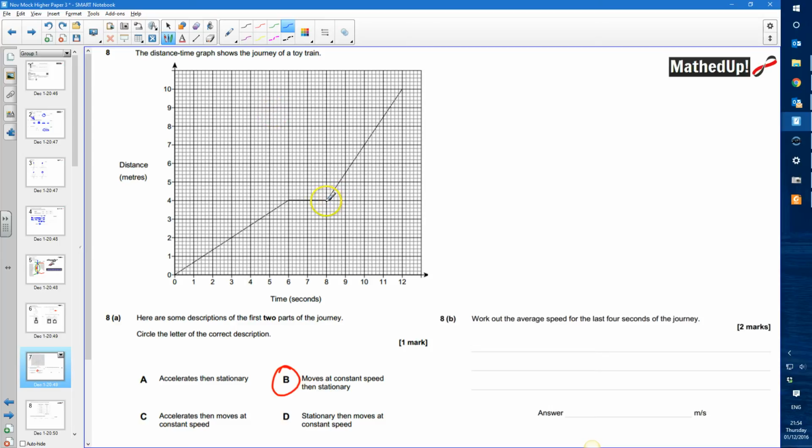So the distance that's changed here is it's gone from 4 meters to 10 meters. So that's going to be 6. Speed is equal to 6 divided by, and the change in time is 1, 2, 3, 4 seconds. So it's going to be 6 divided by 4, which is going to be 1.5 meters per second. So that's going to be the speed, which is the gradient of that line.